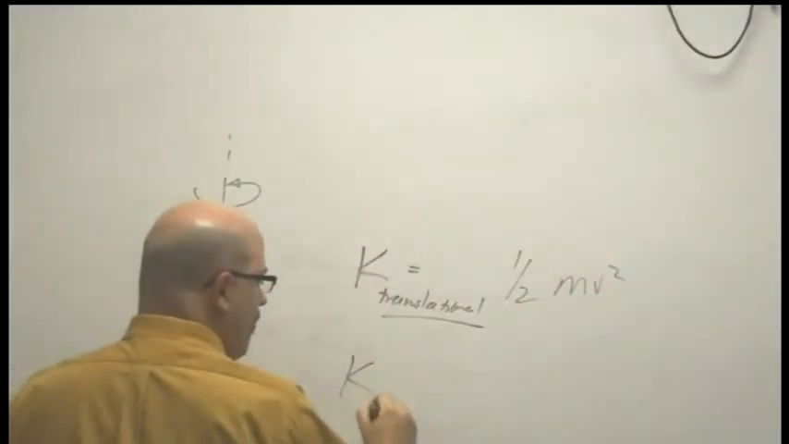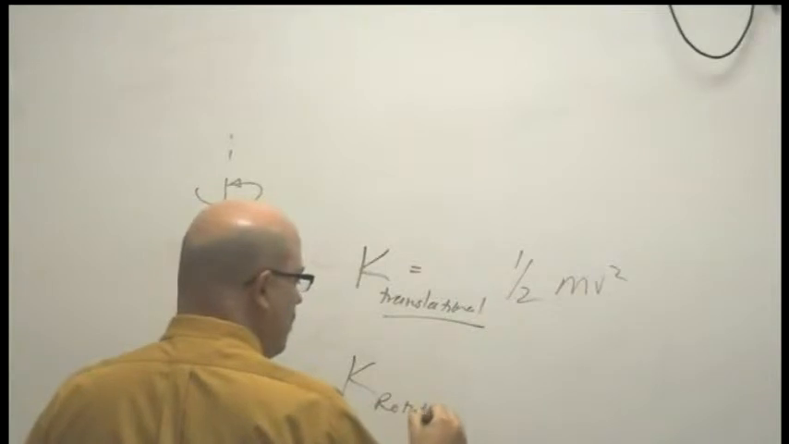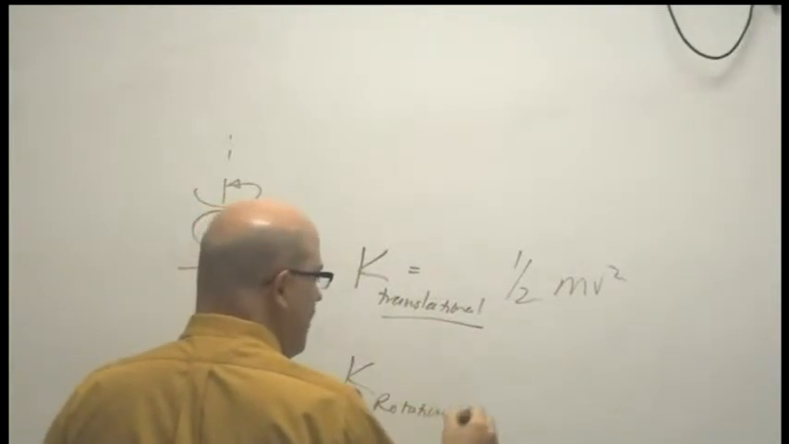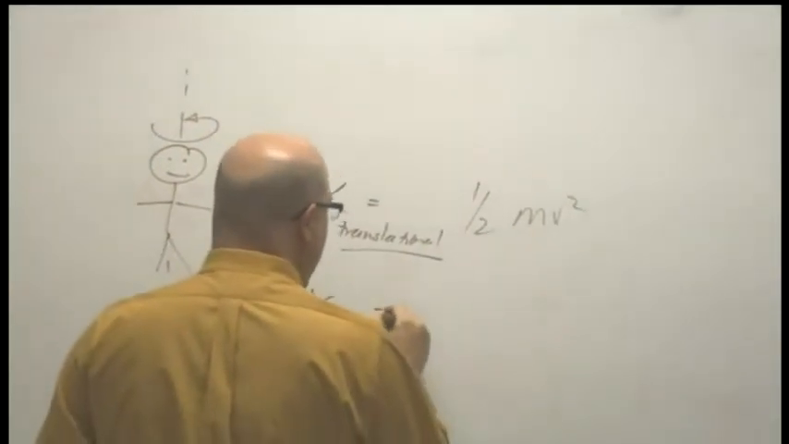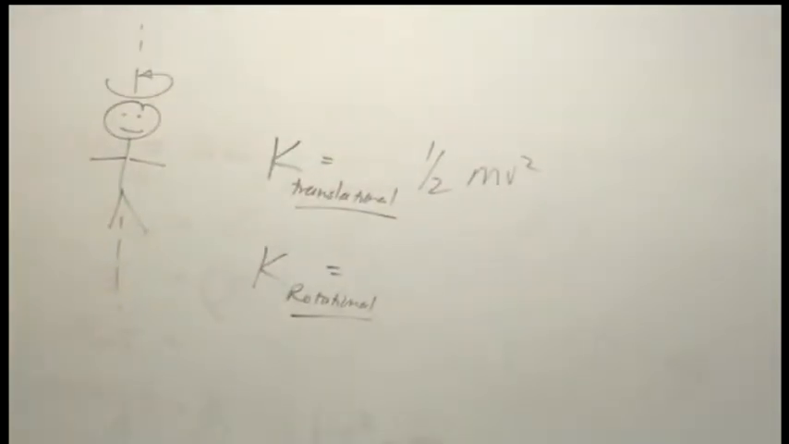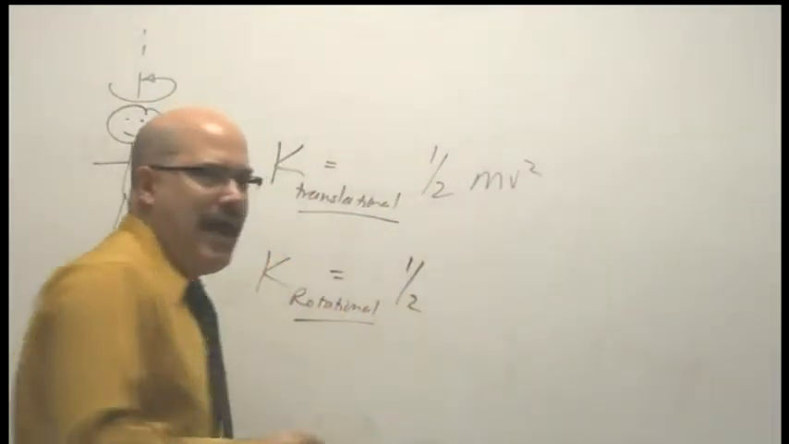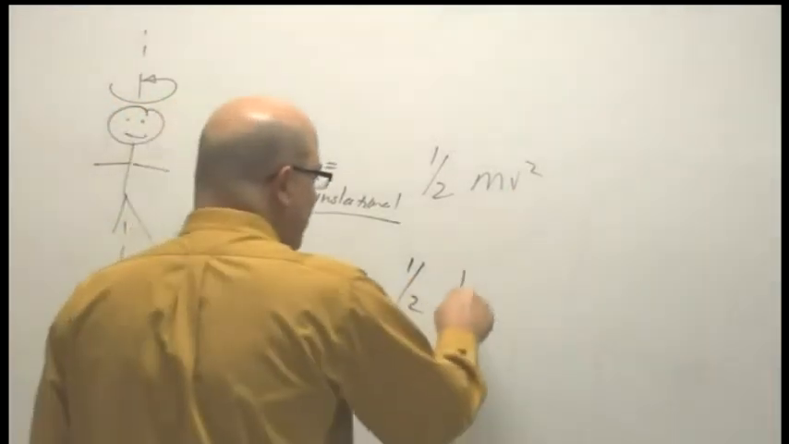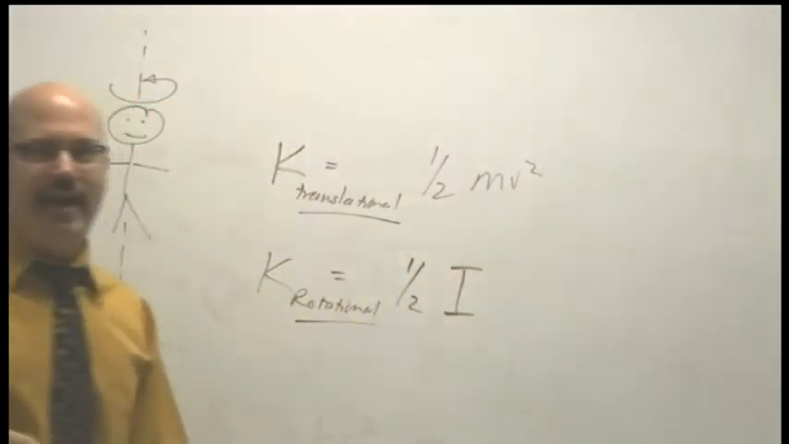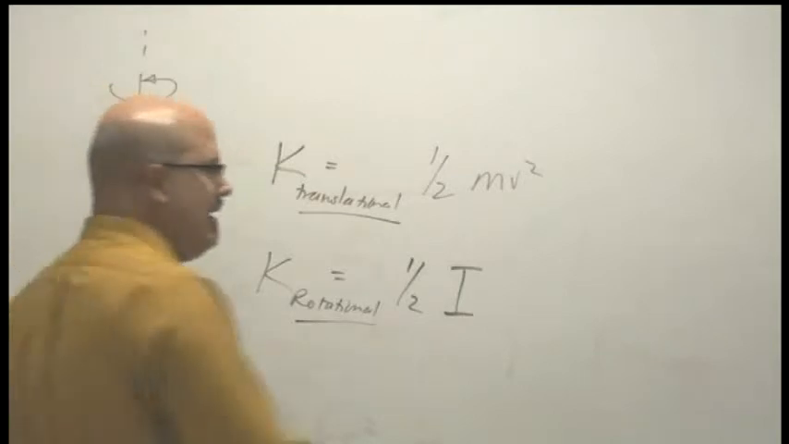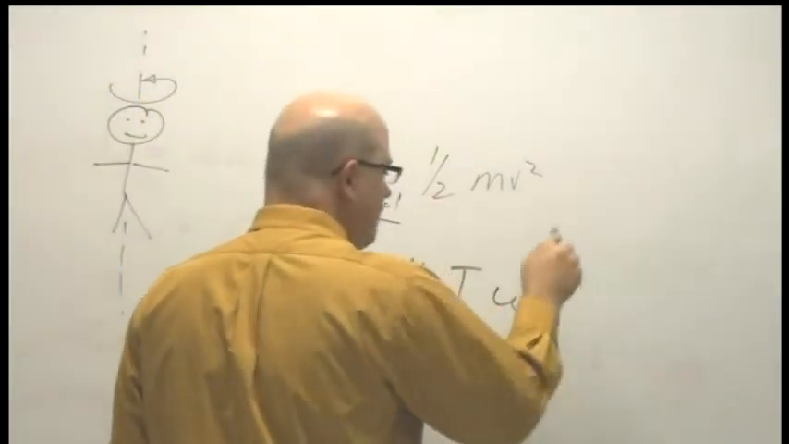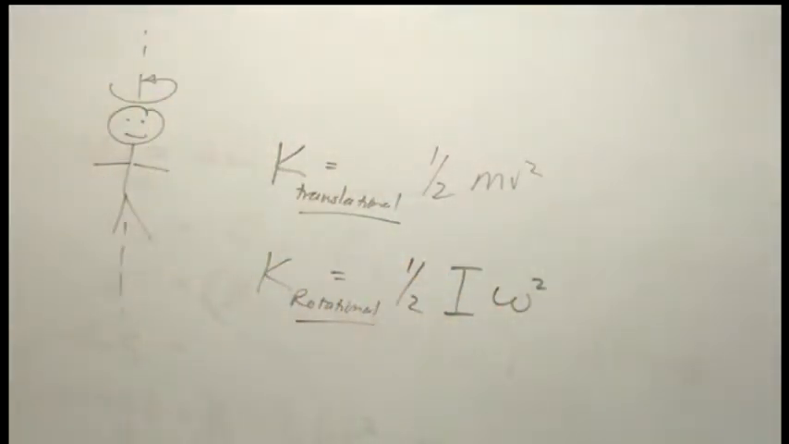But now we have rotational kinetic energy, sometimes referred to as angular kinetic energy. Rotational kinetic energy will be 1/2, and the angular equivalent of mass is moment of inertia, and the angular equivalent of velocity is omega squared. There you go, rotational kinetic energy. That's easy. Piece of cake.